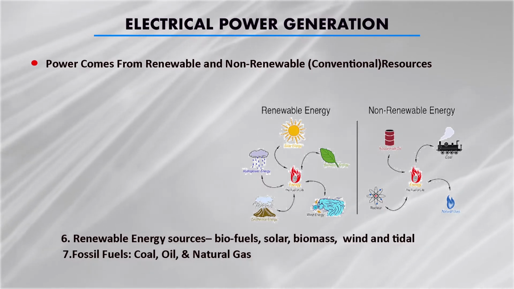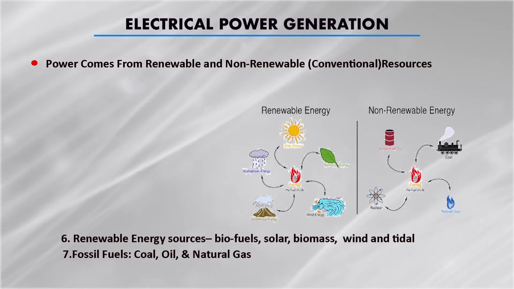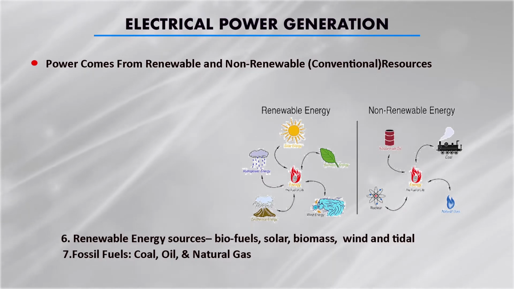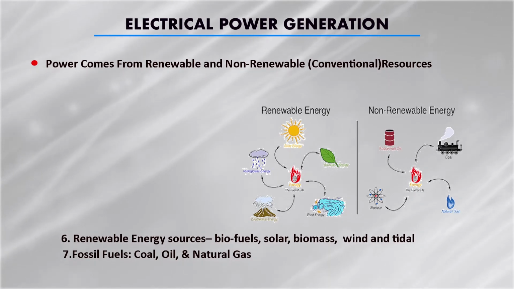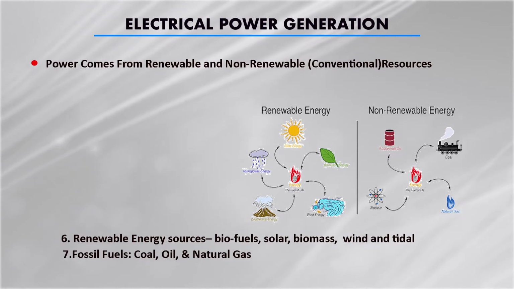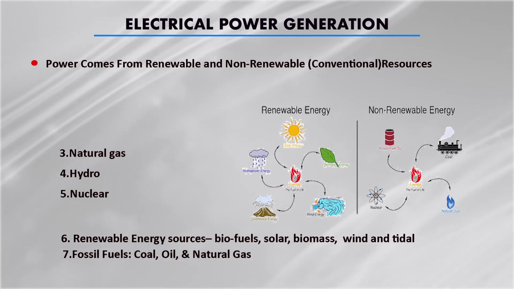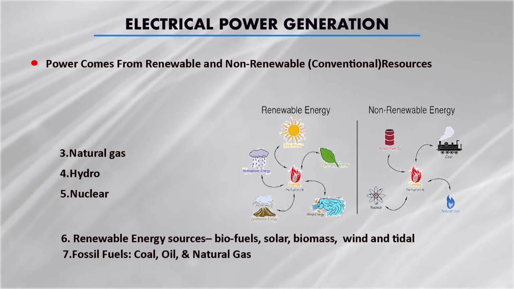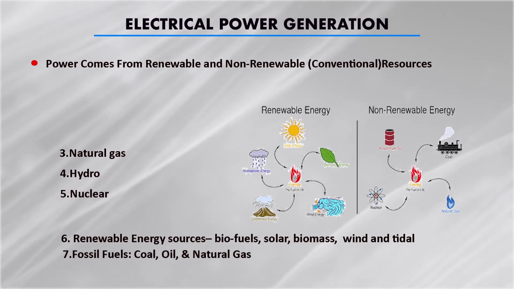So, what are these renewable energy sources? Like solar, biomass, wind, tidal. These sources are abundant and available in nature, so they can also be used to produce electrical power. Other very common conventional sources can be solid fuels, liquid fuels, natural gas, hydro, or nuclear. Different kinds of techniques are used.